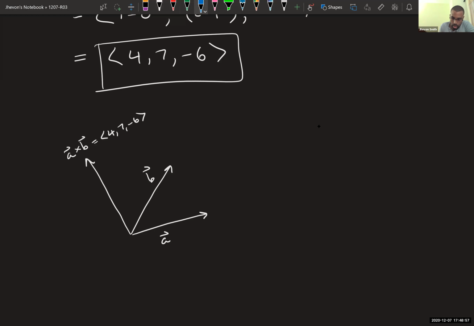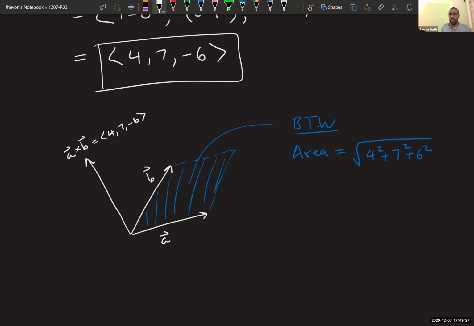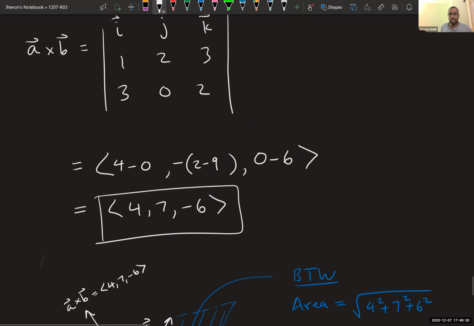By the way, if I were to create a parallelogram with A and B, what is the area of this parallelogram? It's the same as the magnitude of the cross product. So it's the square root of 4 squared plus 7 squared plus 6 squared. Right? Yeah, so that's our first question.